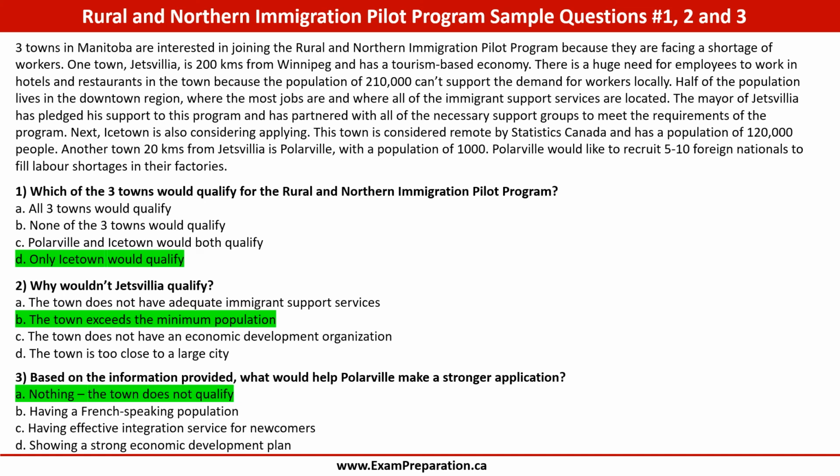All right, so the answers, as we saw, for number 1 was D, only Icetown would qualify. For number 2, Vilia, as we saw, exceeded the minimum population requirement. And that was really the key to answering all three, understanding why Vilia doesn't qualify. And when we take a look at number 3, we see the link between Polarville and Vilia, which gives us all the information we need for Polarville and to answer this question quickly.